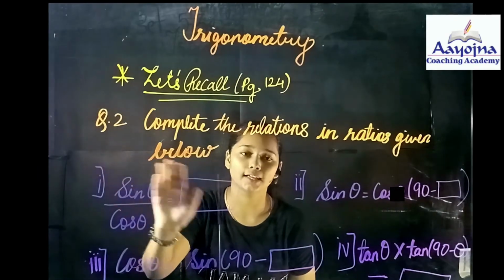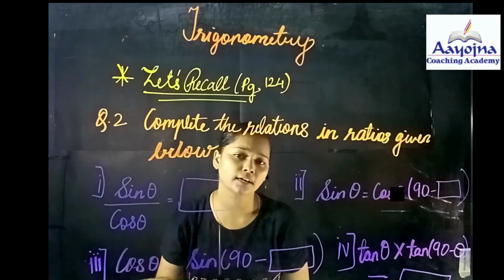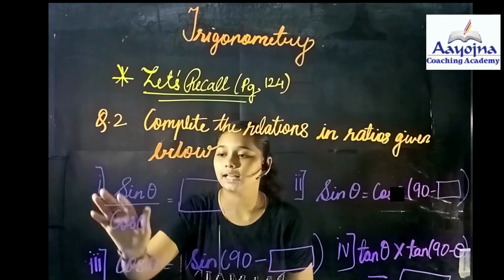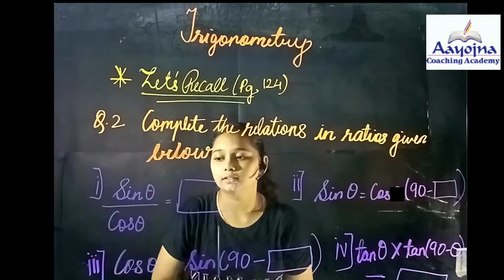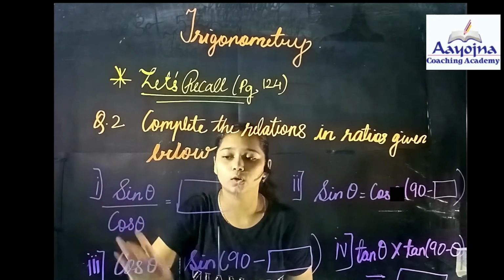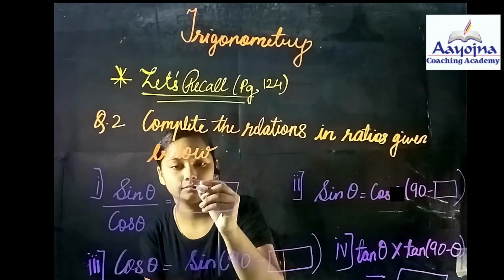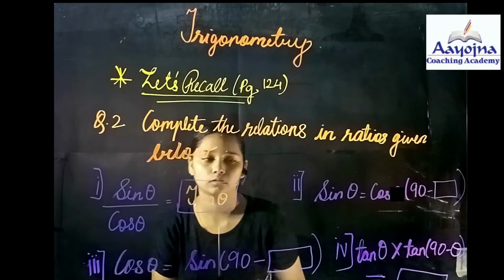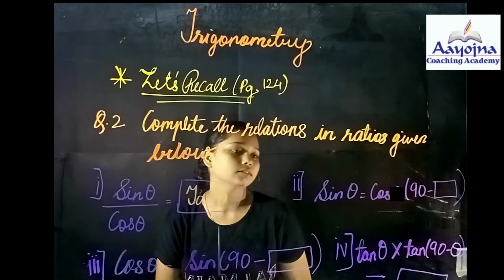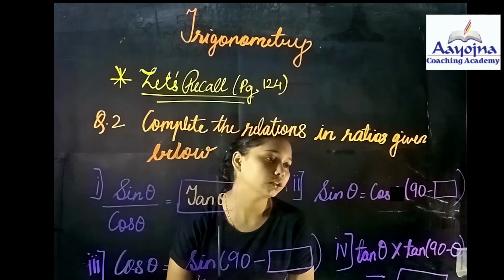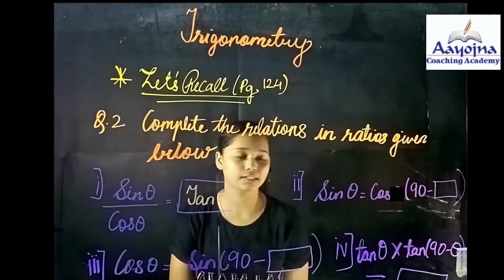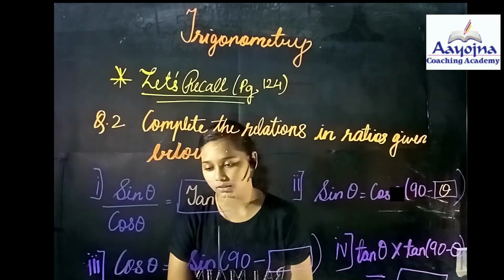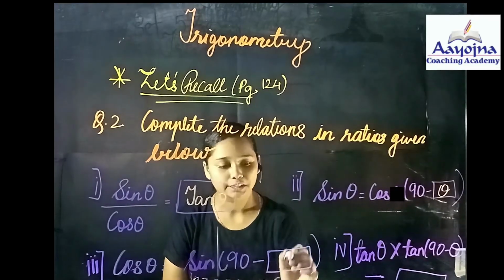This question has more identities which we have studied in the earlier standards. So let's see. First is sin theta upon cos theta is tan theta. The second one, sin theta is equal to cos 90 minus theta. Cos theta is equal to sin 90 minus theta.